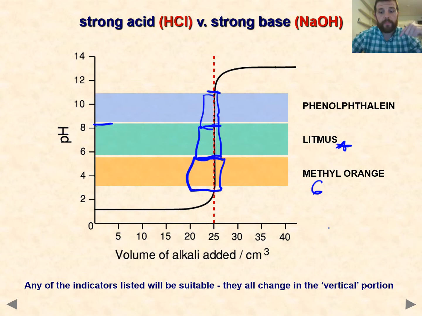So if we were going to pick an indicator, any one of these three would be good, just because they all line up in a section that is vertical. So what you could be doing then is just picking what pH you want your ending solution to be at. If you wanted it to be around 6, then you would pick methyl orange. If you were interested in it ending at about 8.4, then you would pick this one, litmus. If you were interested in a higher pH after you're done titrating, then you would just use phenolphthalein. But all of these would be fine.